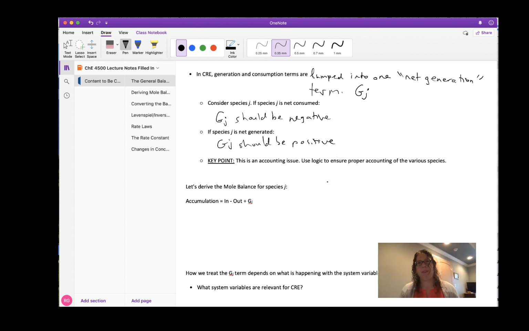But the key point is when you go to do your balance, always be cognizant of whether your species is being generated or consumed, and then use logic to make sure that it's entering in the balance equation in the way that correlates to what's going on in your system.